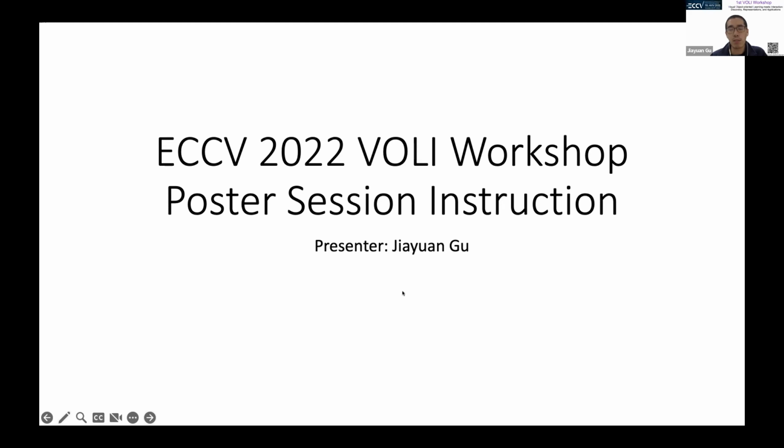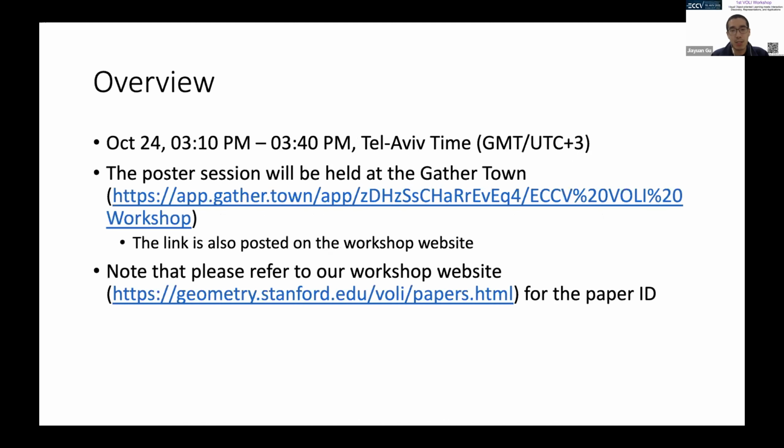So now I will briefly introduce how to log in to the poster session at Gathertown. For the overview, the poster session will be held from 3:10 p.m. to 3:40 p.m. at Gathertown, and the link is already posted on the workshop website. Please refer to our workshop website for the paper ID to choose the paper you're interested in.